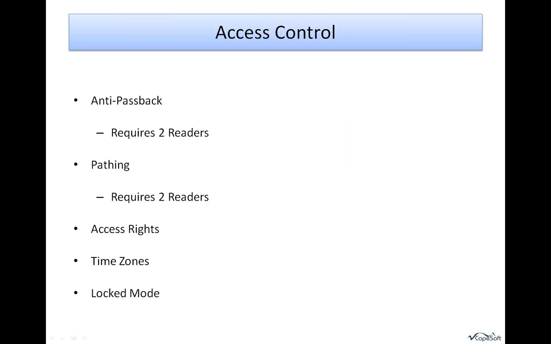Okay, access control. Anti-passback. You would preferably need two readers to confirm that it is an in-clocking or an out-clocking. Anti-passback means you can't clock into an area that you're already in. Pathing, same thing as an anti-passback. You would need to be in a specific area to clock into another area. Access rights: is the employee allowed to clock at a clock or clock into an area?